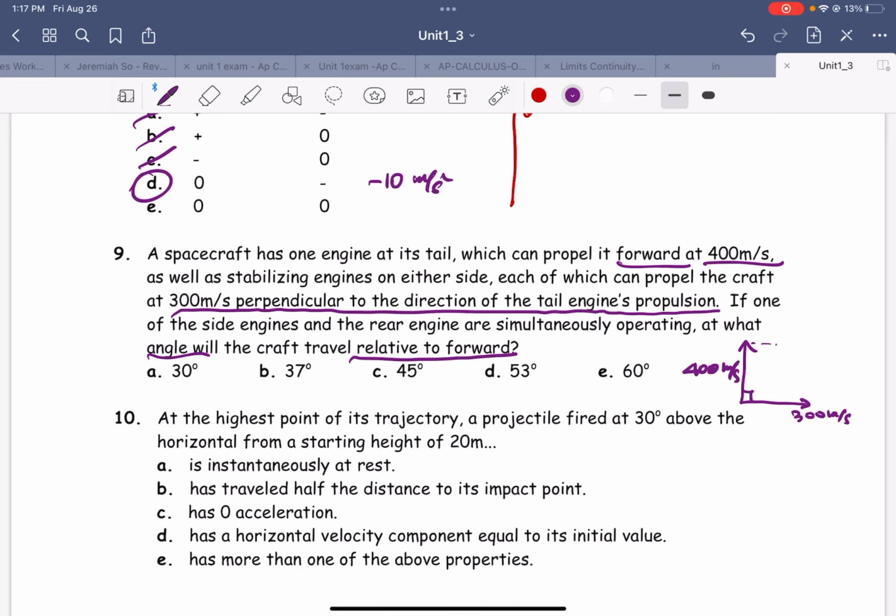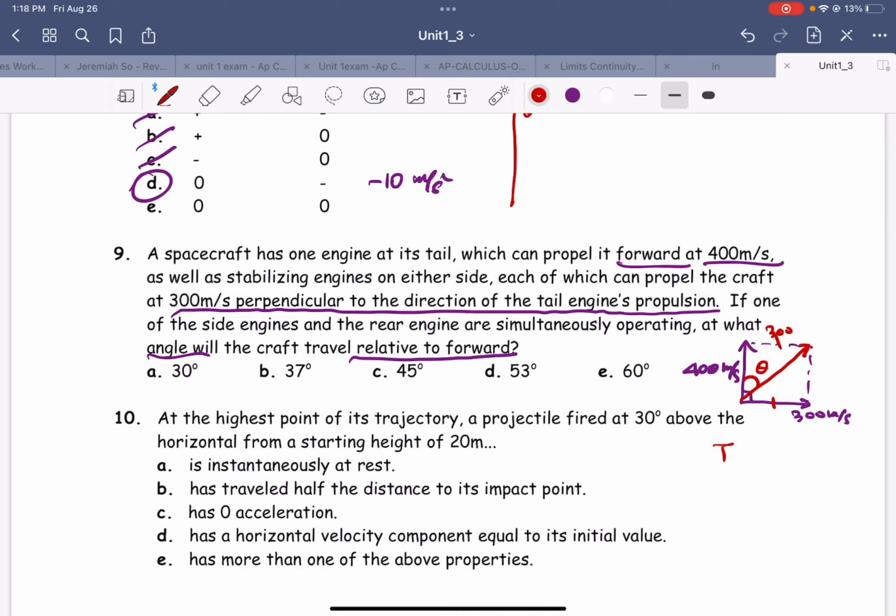Now, the question is, which direction will the craft travel then? When you draw this rectangle, the actual direction will go this way, right? Using vectors. So basically, you can think this one is also 300, that one the same. Now, they ask what angle the craft will travel relative to forward. So relative to forward means this angle. So you can use tangent, right?